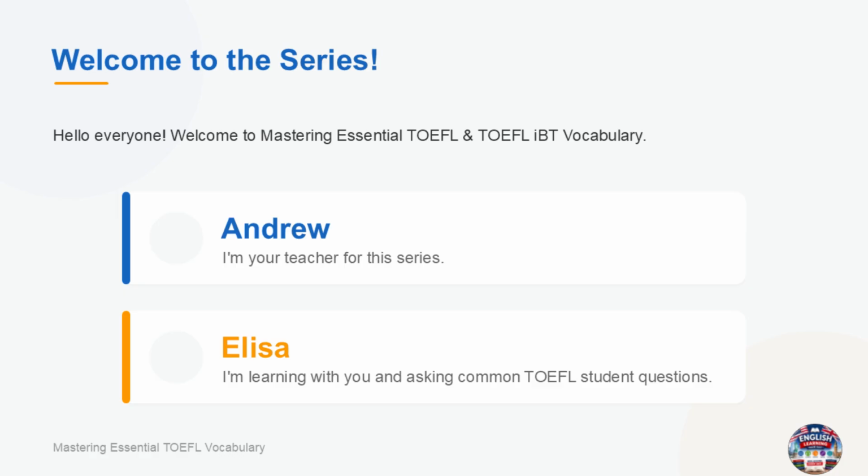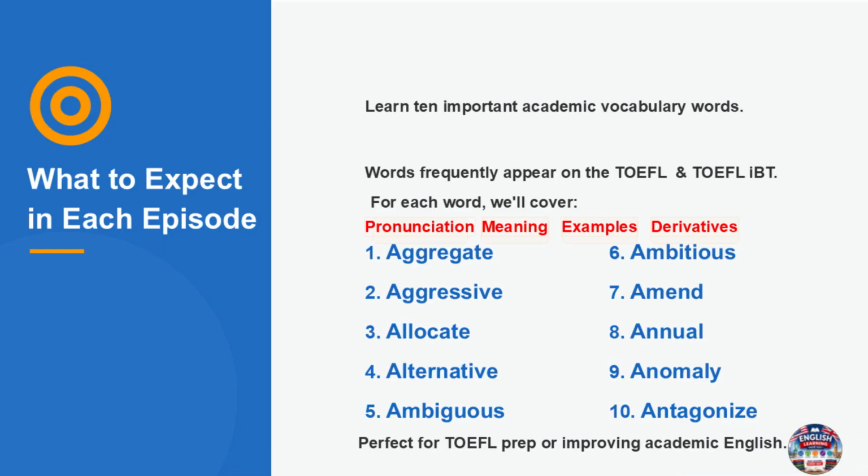In our last episode, we learned 10 essential academic words, beginning with the letter A. Today, we'll continue building your academic vocabulary with 10 more important words that you'll often encounter in TOEFL reading passages, listening lectures, speaking tasks, and writing questions. This episode will tackle 10 well-known academic words: aggregate, aggressive, allocate, alternative, ambiguous, ambitious, amend, annual, anomaly, and antagonize in detail to help you speak, write, and understand English more confidently.